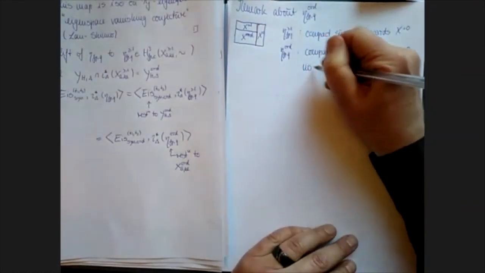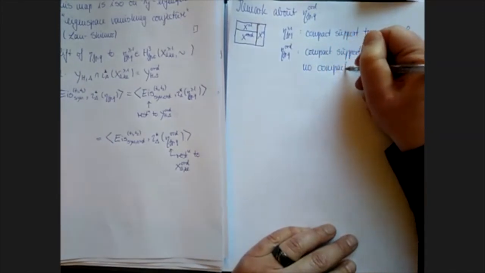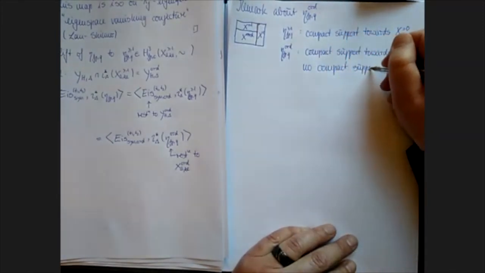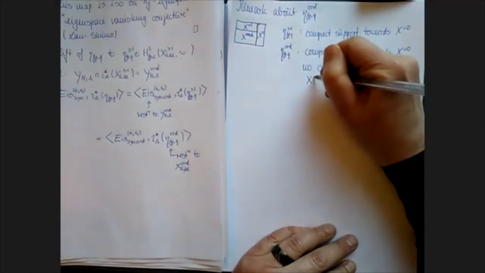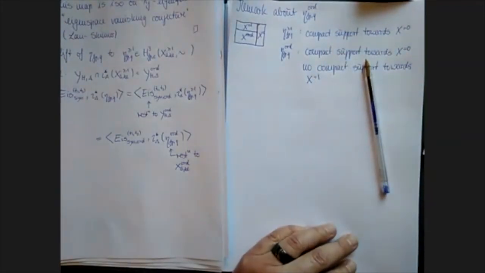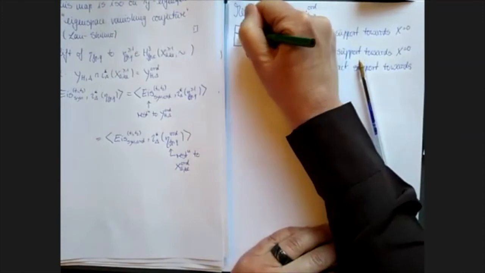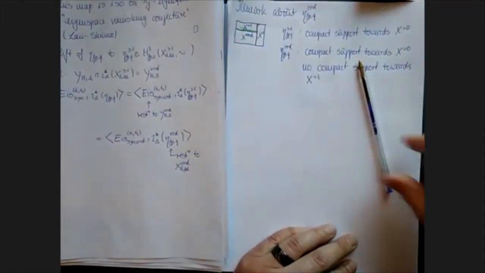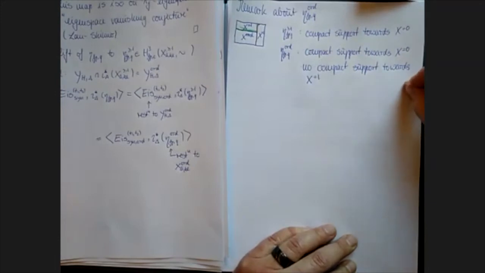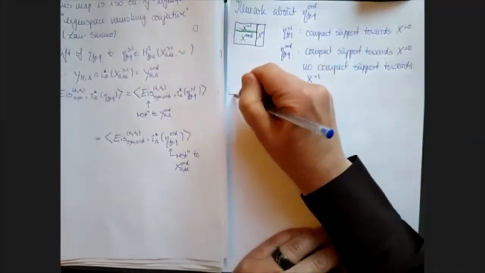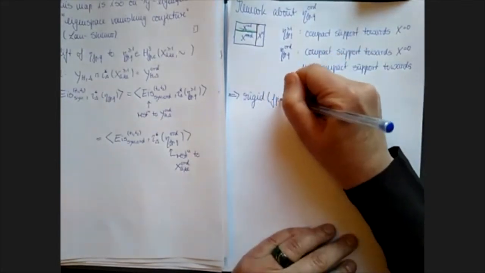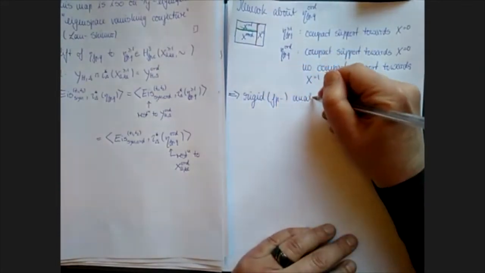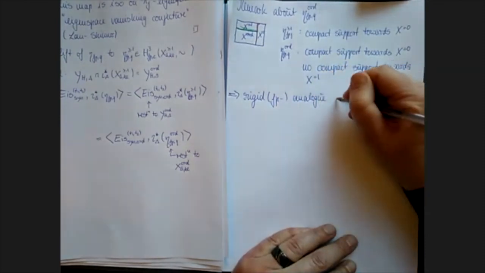But it has no compact support towards x equal to 1. So towards this boundary here. Okay, so we have seen something like that before, namely in the talks of Boxer and Pilloni. So this here is a rigid or finite polynomial analog of Boxer Pilloni.